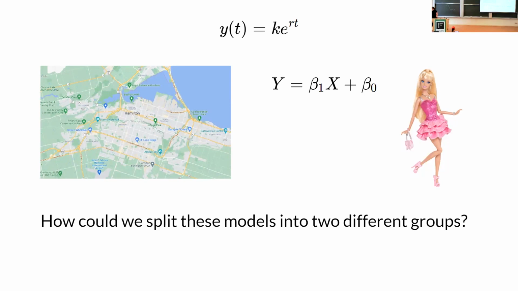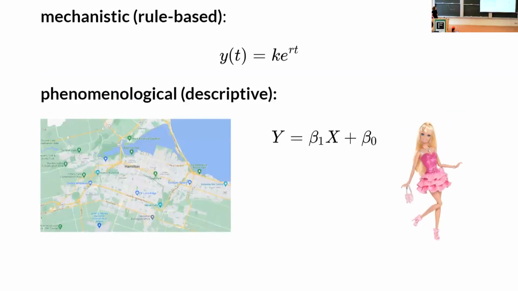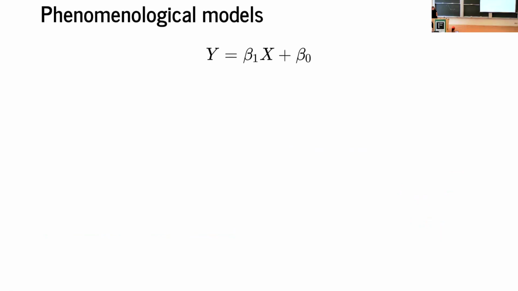So I would say that these lower ones are descriptive or phenomenological. You might have heard that word before. And the top one is mechanistic or rule-based, right? Like I said, there's lots of different ways to think about these models. And that's some of what makes modeling hard, right? It can be very abstract. So let's talk a little bit more about each of these types of models.